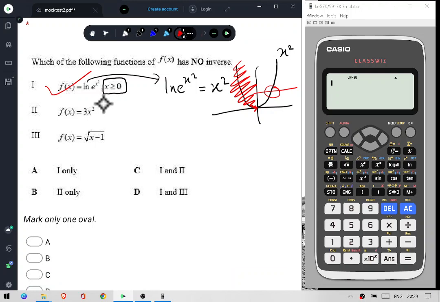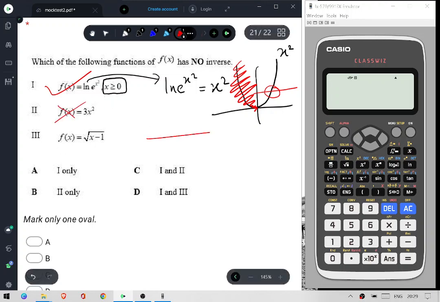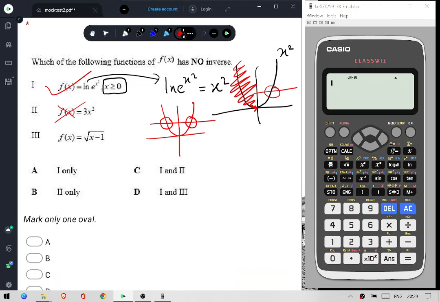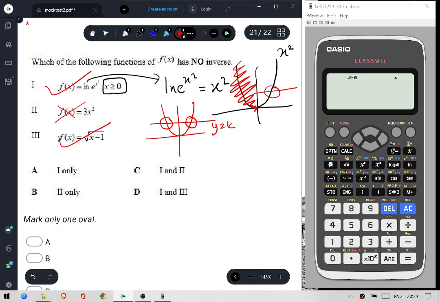3x squared, however, has no inverse, because 3x squared is this curve. When we do the horizontal line test, we have two intersections, two points of intersection between y equals k and the function 3x squared. So it has no inverse. The square root always has an inverse. So the answer is 1 and 3.